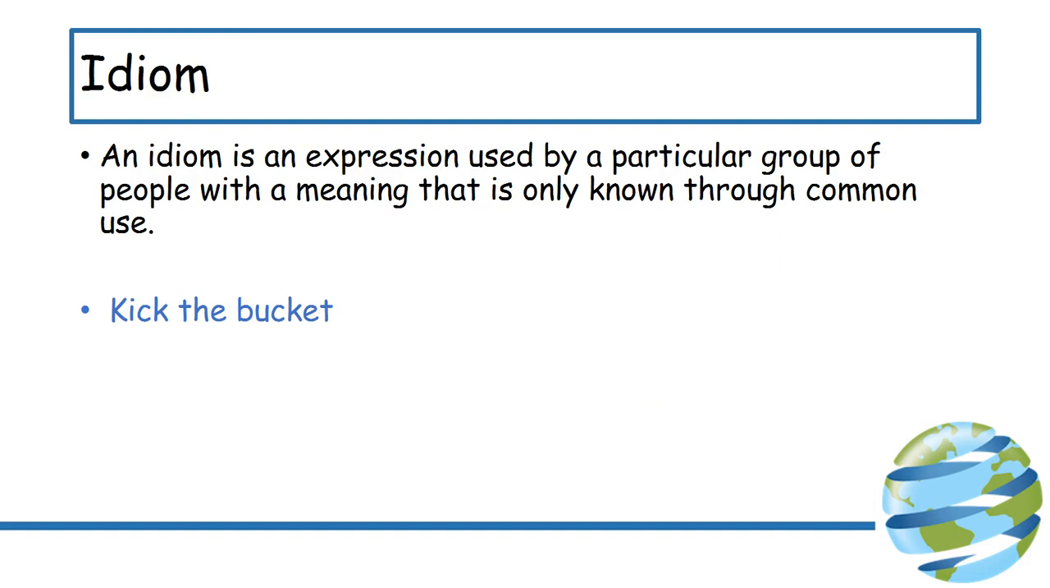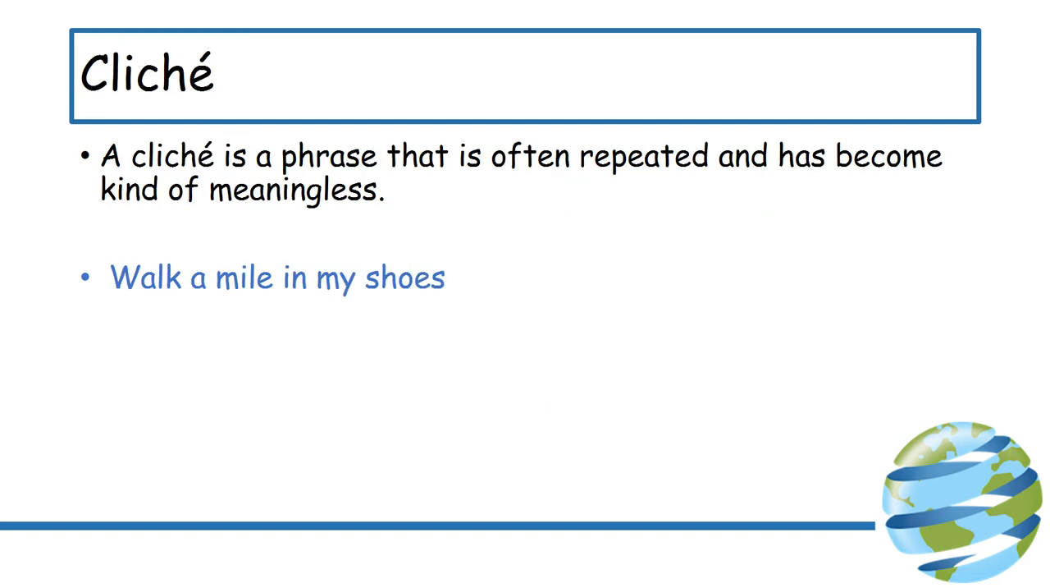An idiom is an expression used by a particular group of people with a meaning that is only known through common use. For instance, kick the bucket refers to somebody dying. A cliché is a phrase that is often repeated and has become kind of meaningless. Here is an example. Walk a mile in my shoes. This cliché has become a little bit meaningless because it is so overused.